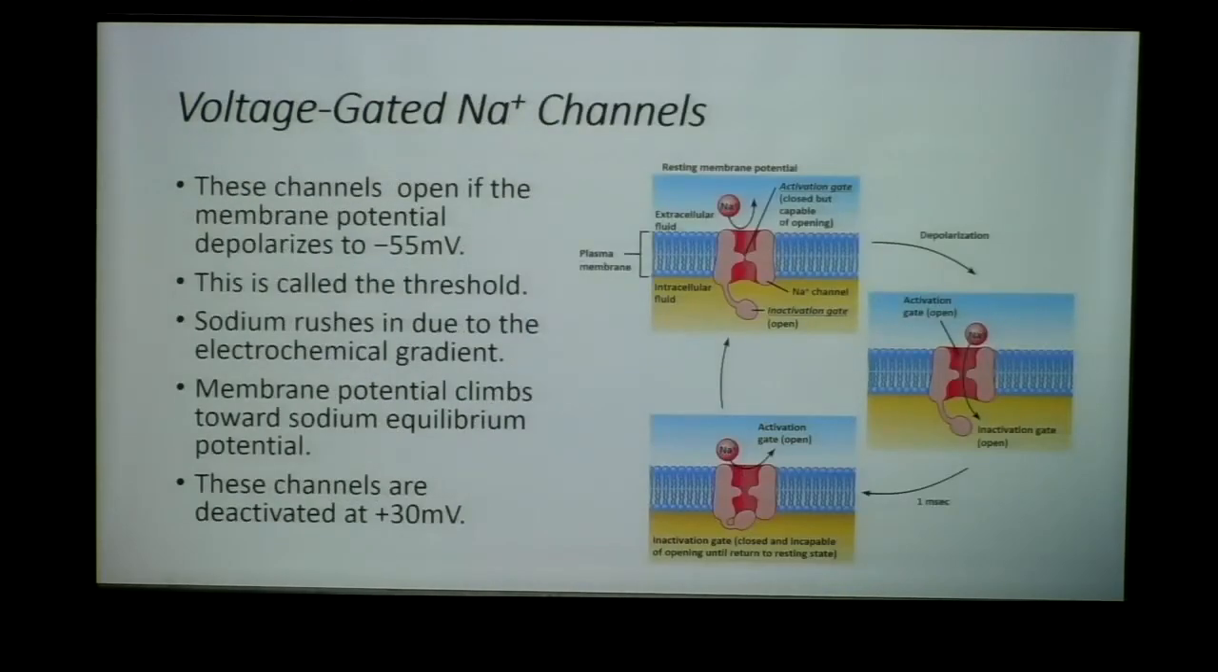So this is at rest. Activation gate closed, inactivation gate open. The channel is closed, right? And I'm going to differentiate that from being inactivated, and I'm going to say it's closed, but it's capable of opening here, okay? And this happens at negative 70. From negative 70 to negative 55, we have graded potentials, and if we get to negative 55, 2 signals are sent. Open the inactivation gate for 1 millisecond. After 1 millisecond, close it again.